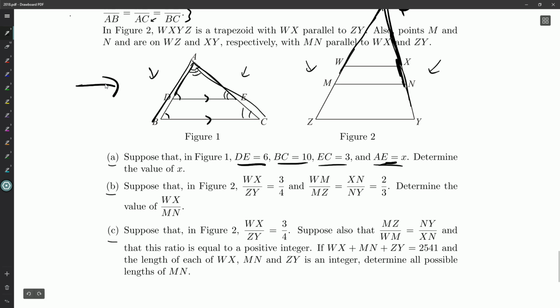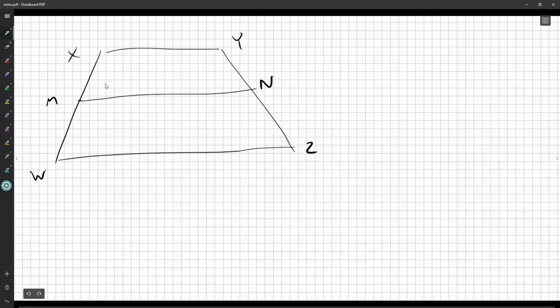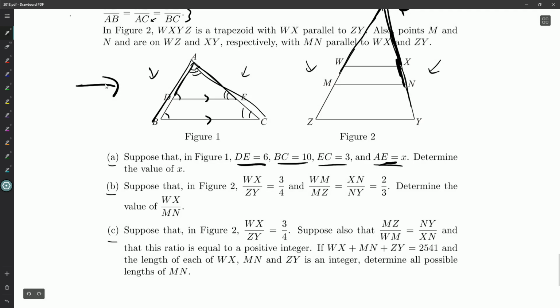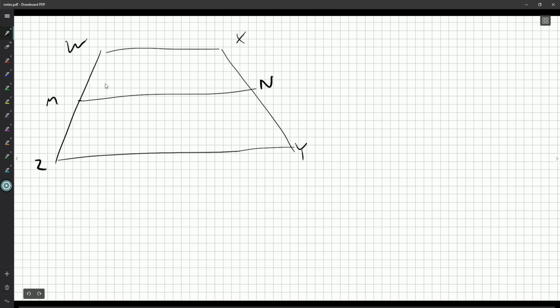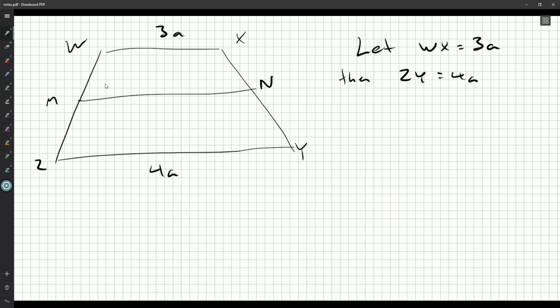So WZ... Oh, I've got it wrong. W is up at the top. W, X, Y, Z. Okay, that could have been bad. Now, WX is to ZY, 3 to 4, so we might say, let WX have length 3A, then ZY is 4A. I don't quite know where I'm going to go with this yet, but this does preserve the ratio. I don't know what A is, but of course I also don't need to know what A is here.